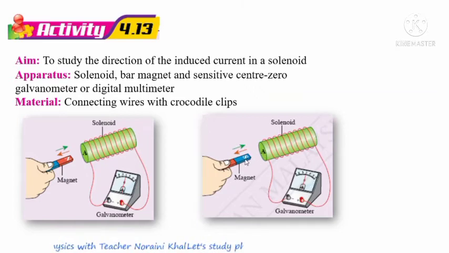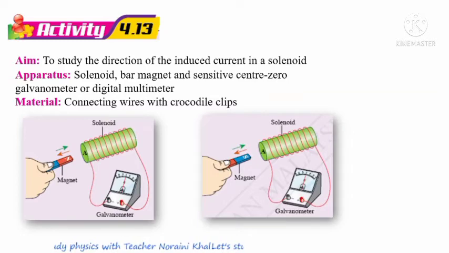When south pole of the bar magnet is moved away from NA, NA will become north. Direction of current is anti-clockwise. Thus, the current flows from right to left. Galvanometer pointer deflects to left.